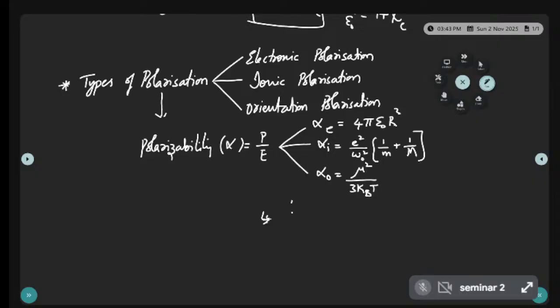That polarizability is given by mu square by 3 kB T. What is mu? Dipole moment. Already dipoles are there or not? So mu is the dipole moment, kB stands for the Boltzmann constant, and T stands for absolute temperature. So what can I say now? It is inversely proportional to temperature. So electronic and ionic possibilities are independent of temperature. Orientation polarizability is dependent on temperature, and that too inversely proportional. Electronic in all substances, ionic in ionic substances, orientation where dipoles are present.